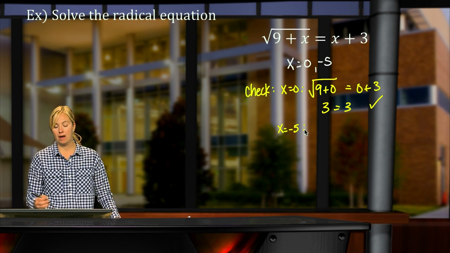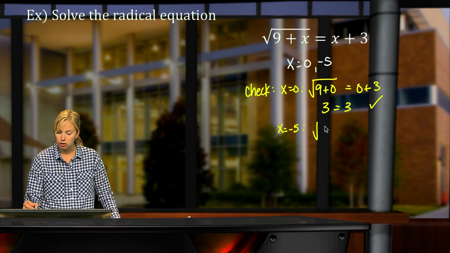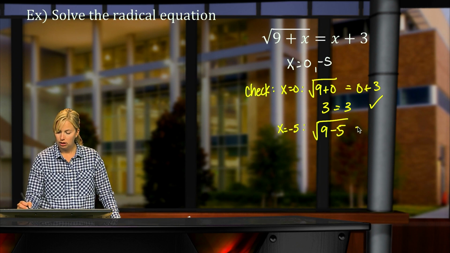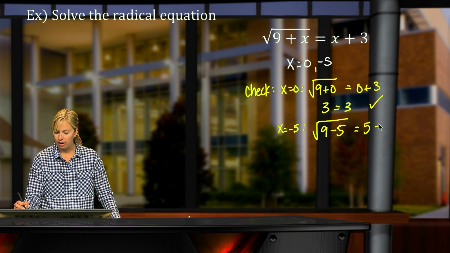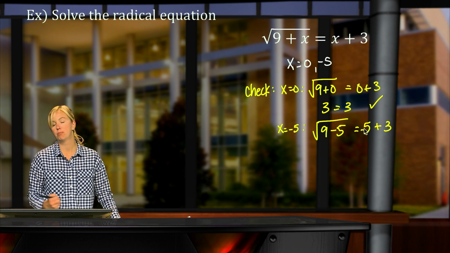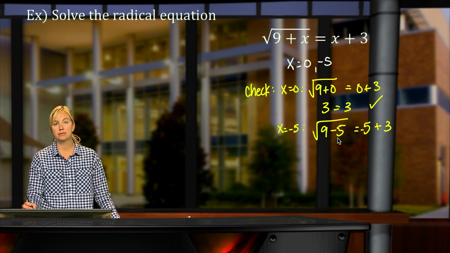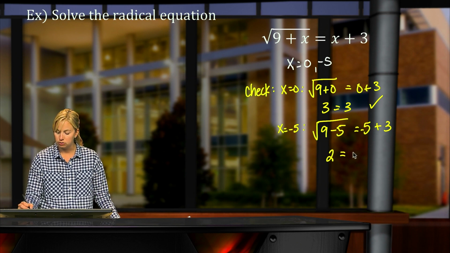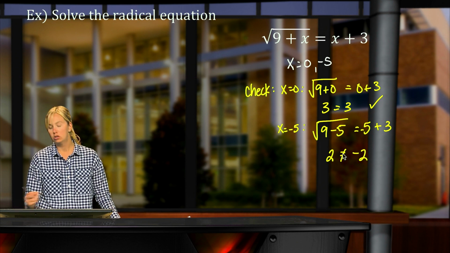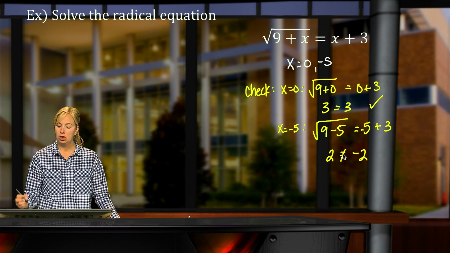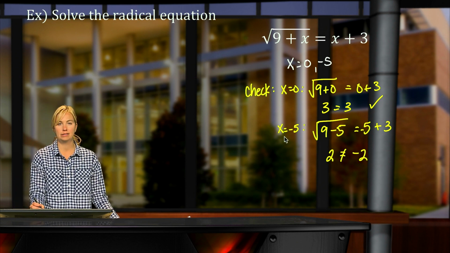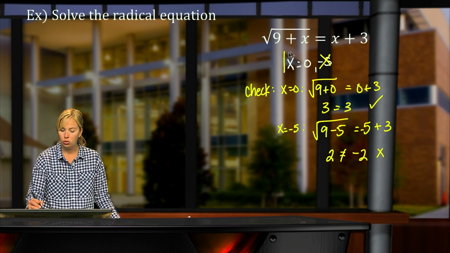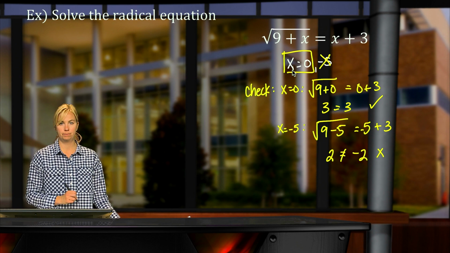Now we plug in negative 5 for x, so we have the square root of 9 minus 5 equals negative 5 plus 3. 9 minus 5 is 4, and the square root of 4 is 2. Negative 5 plus 3 is negative 2. 2 does not equal negative 2. So that tells me that this solution of x equals negative 5 does not work. It is extraneous. And our only answer is 0.